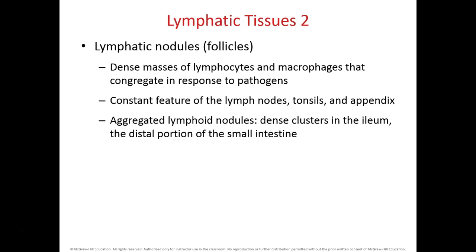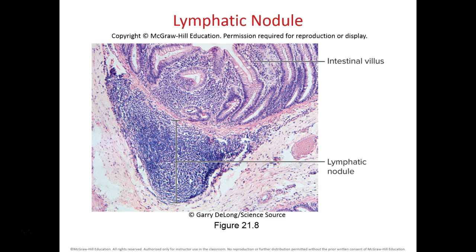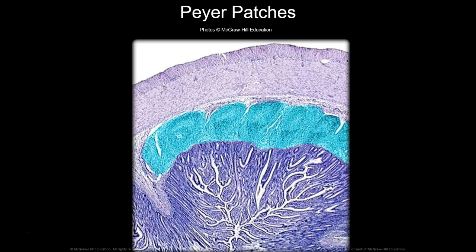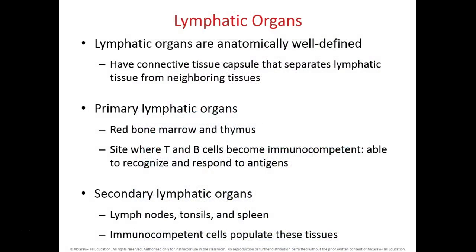They're a constant feature of the lymph nodes, tonsils, and appendix. So these follicles of the lymph nodes, and we'll look at what a lymph node looks like. Aggregated lymph node nodules are these dense clusters in the ileum and distal portions of the small intestine. So we'll look at those as well. So here's showing a lymph nodule off the intestine here in an H&E stain. Here you can see Peyer's patches. We'll come back to what those are, but they're basically a lymph tissue that are in the intestines as well. All right.